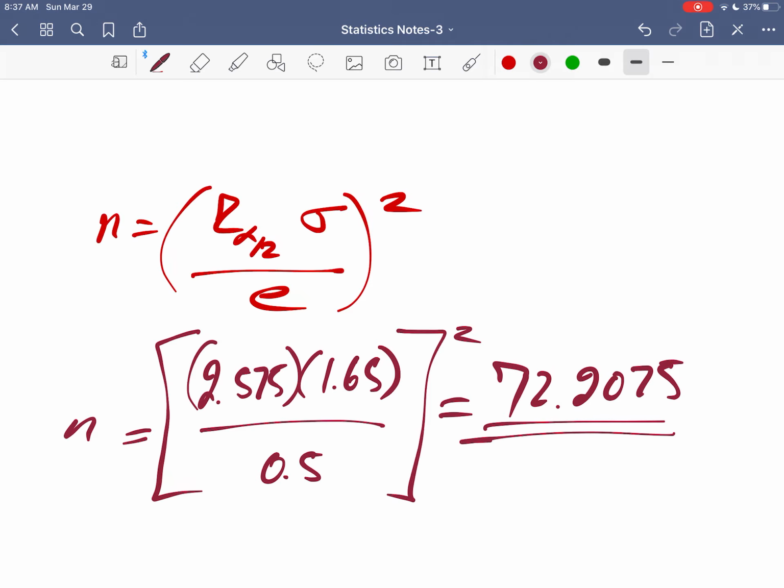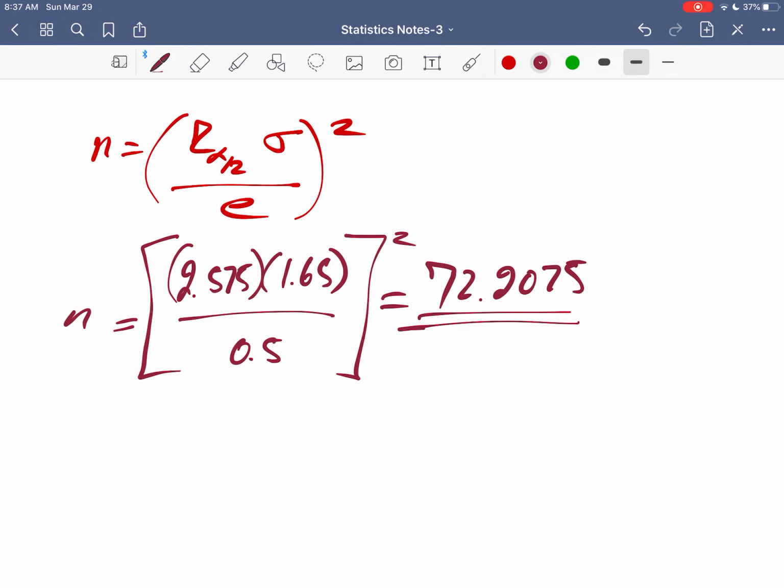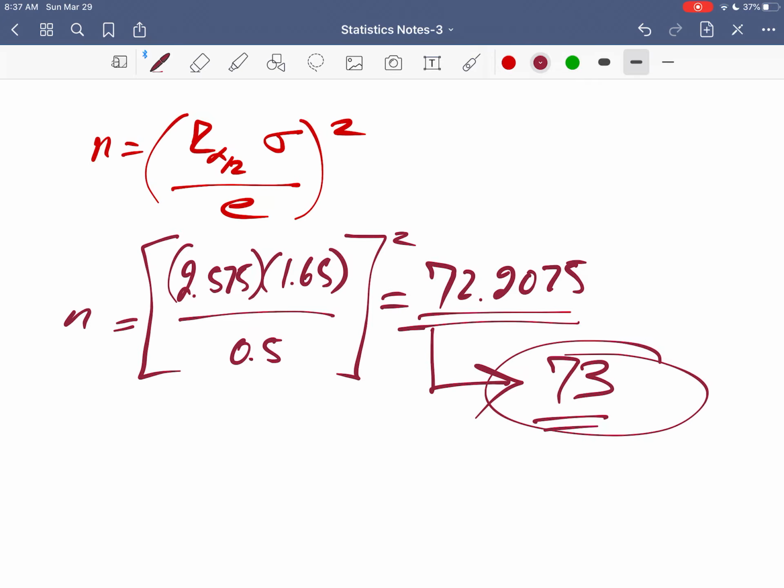Now, this is the exact number that you need to sample in order to get the precision that you want. That is a mixed number, which you cannot do when you are dealing with discrete observations. So in this particular case, always round up. So you need a sample size of 73 in order to be that precise.